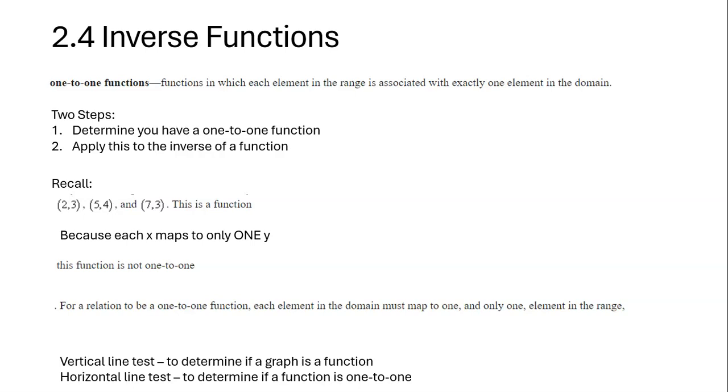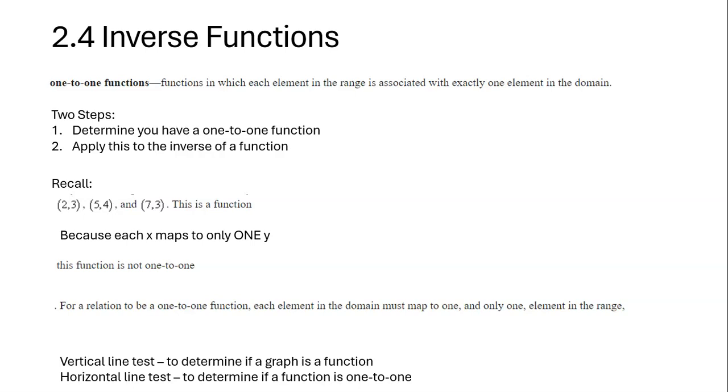Okay, so we're talking about one-to-one functions. This is Mrs. Ross, I'm sorry, and this is 2.4 inverse functions, but we're starting with one-to-one functions. Functions in which each element in the range is associated with exactly one element in the domain. So there's two steps. The first thing you do is you determine if you have a one-to-one function, and then you apply this to the inverse of a function.